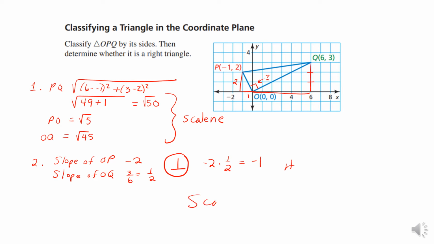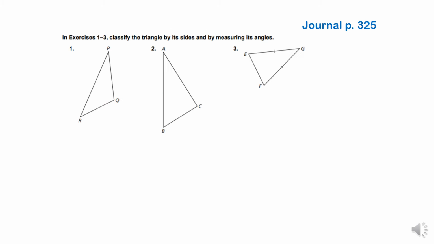So it is a scalene right triangle. Okay, so that's how you would classify that. All right, so now classify the triangle by its sides and by measuring the angle. So if you wanted to, you would look at this.